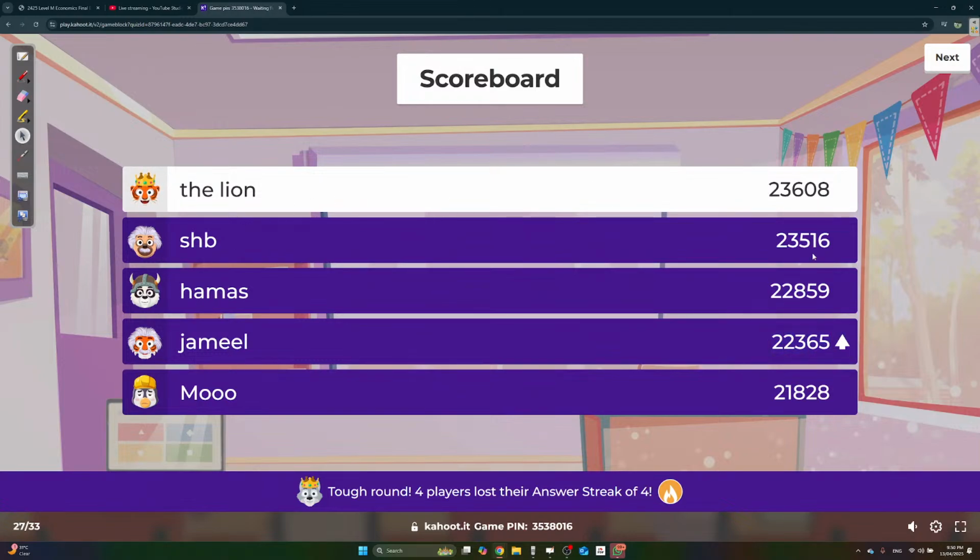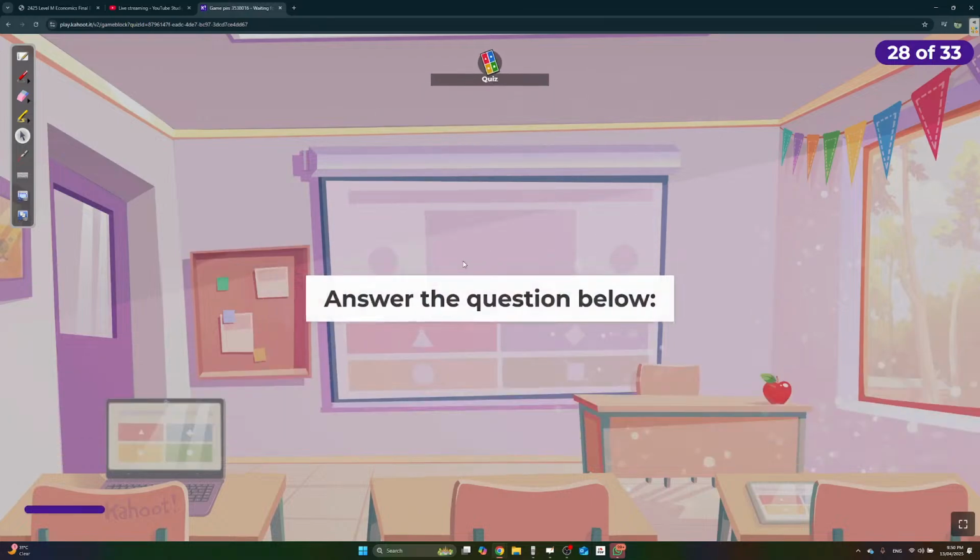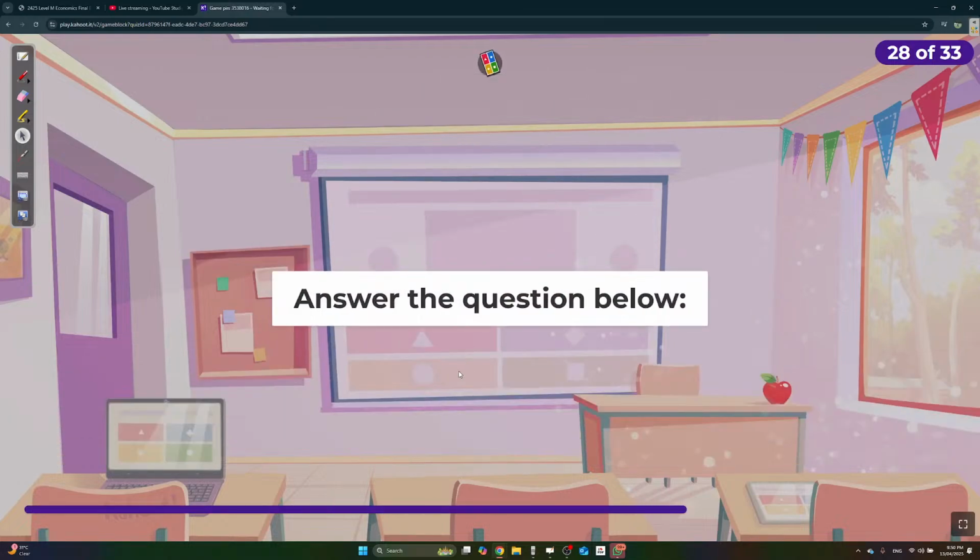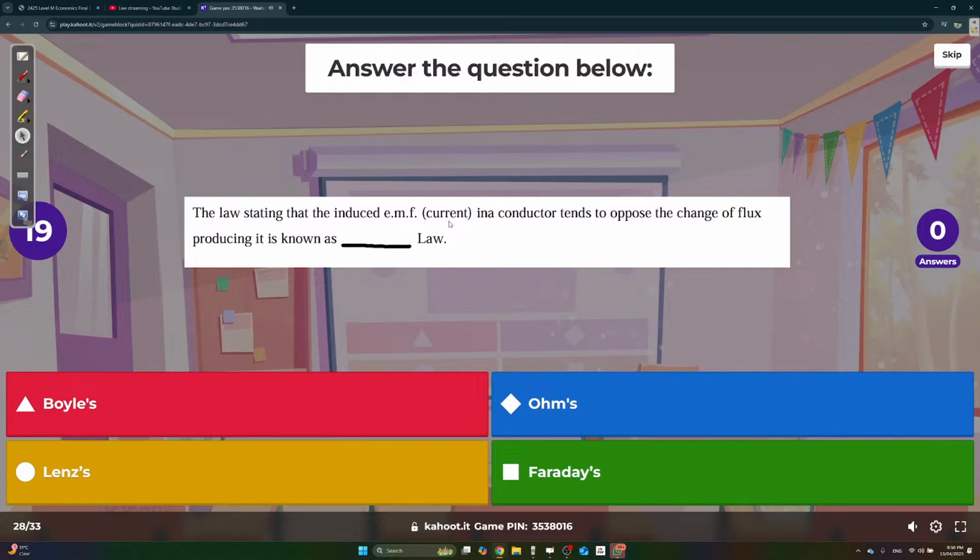We still have Lion and SHB competing for first. Okay. Next question. Answer the question below. The law stating the induced EMF is to oppose the change of flux. What is that?